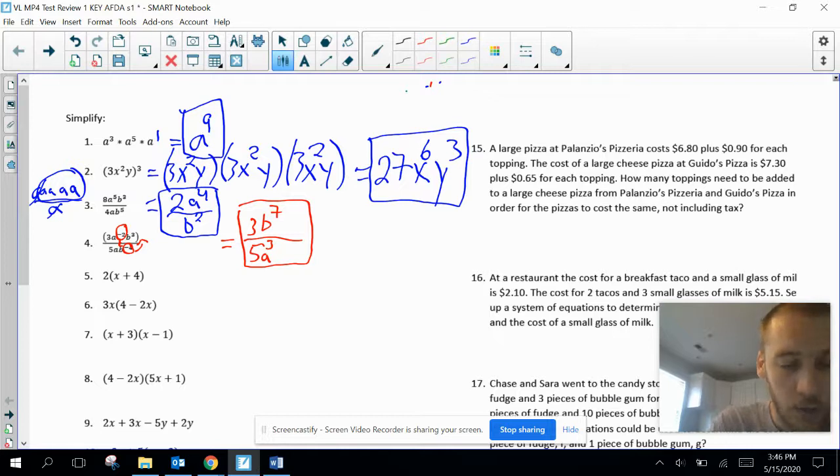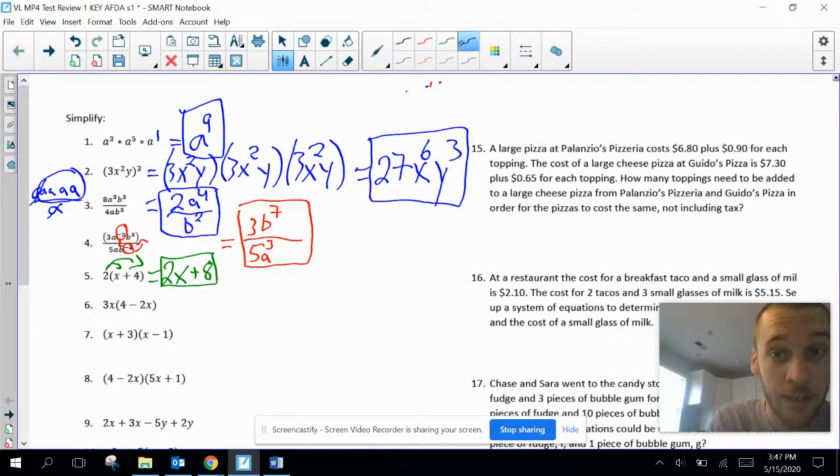All right, looking at the distributive property, this needs to get multiplied to both, and then we're going to combine any like terms that we see. So 2 times x is just 2x, and 2 times 4 is 8. That's it. Final answer.